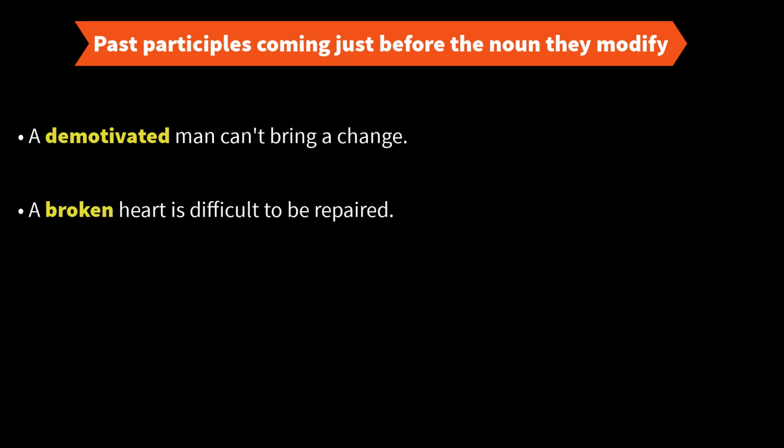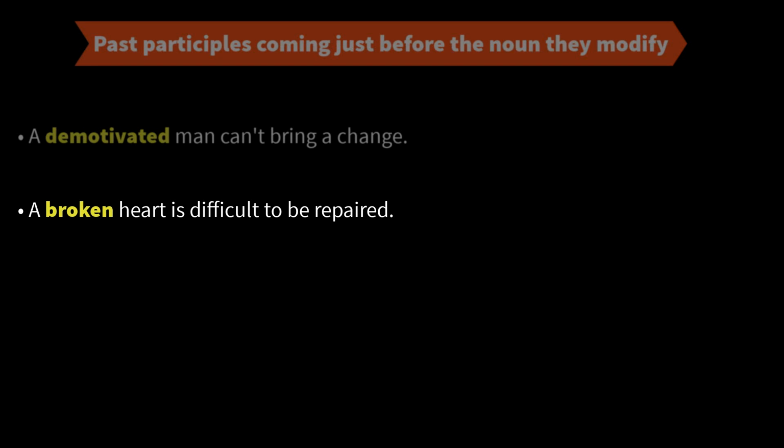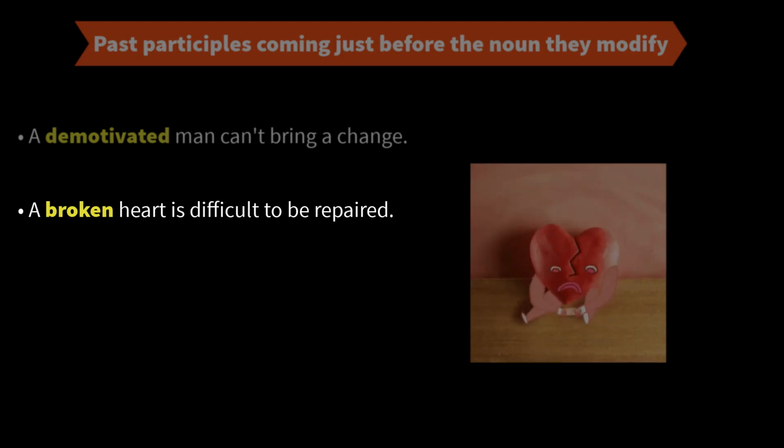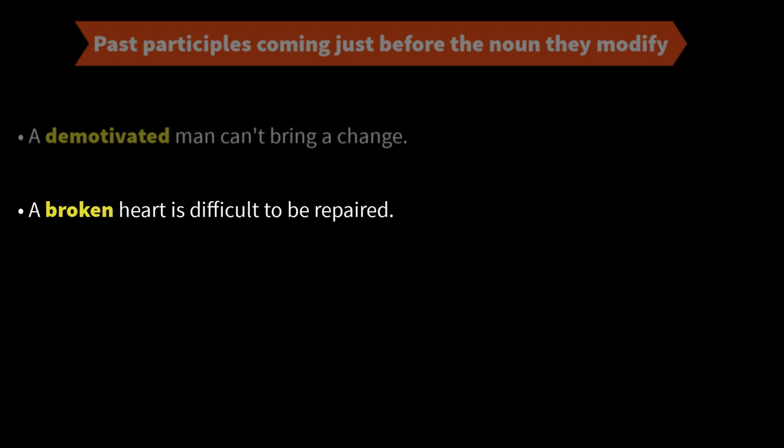Next example: a broken heart is difficult to be repaired. What kind of a heart? A broken heart. So broken is the past participle here working as an adjective. Is it not giving information about the noun heart? What kind of a heart? A broken heart. A heart which is broken is difficult to be repaired. So that's how a past participle works as an adjective.